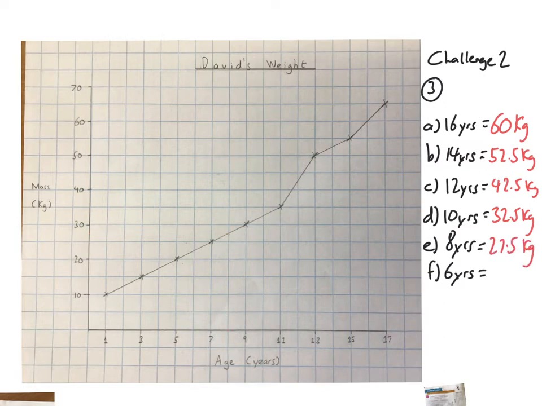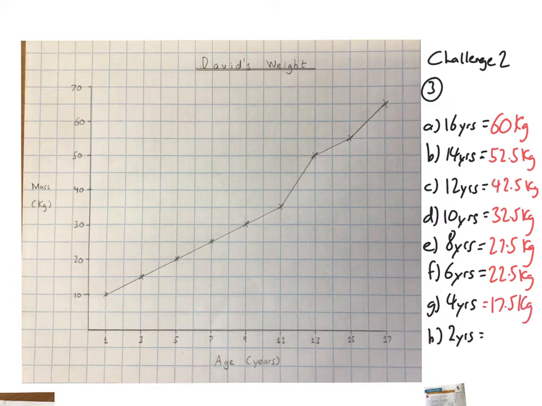F is 6 years, so between 5 and 7, up and across. Okay, so it's between 20 and 25, so again I know that's 22.5 kilograms. G is 4 years, which we actually did in the example, so if we go between 3 and 5 and read up and across, this one is in between 15 and 20. So adding the 2.5 on the 15, because 2.5 is half of 5, that gives us 17.5 kilograms.